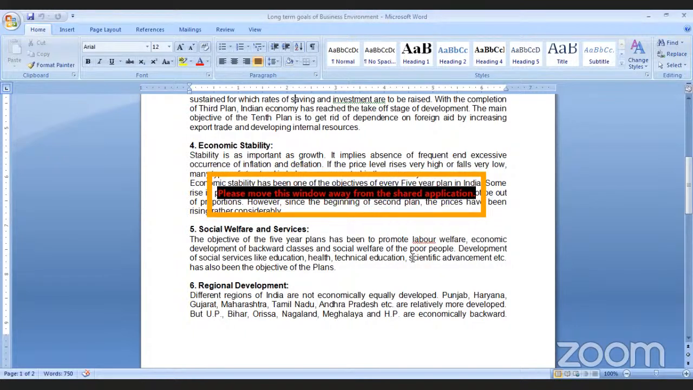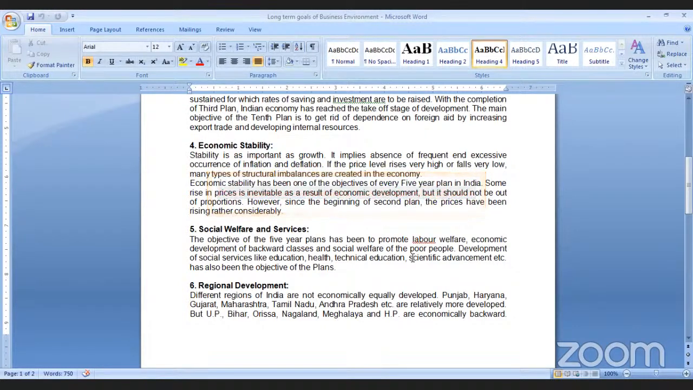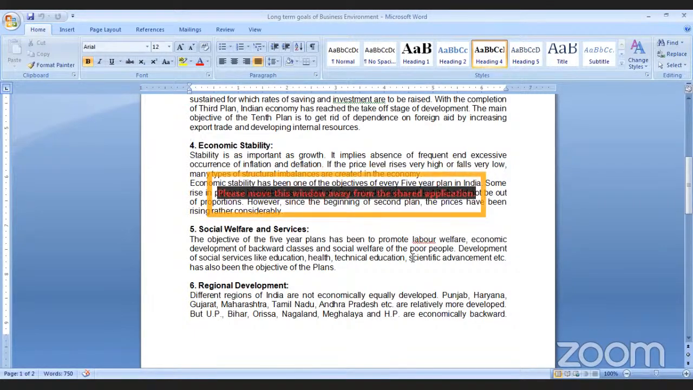Now social development: creating educational institutions, health institutions, technical education. So in that way social welfare and services can be done by the business environment. Then regional development is also needed. Regional development means what? Let's consider the company is situated in Tamil Nadu. So you have to take care of that particular region where your company is situated. So it is called regional development.